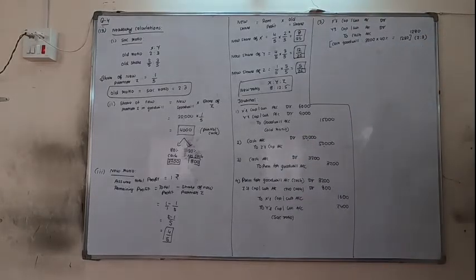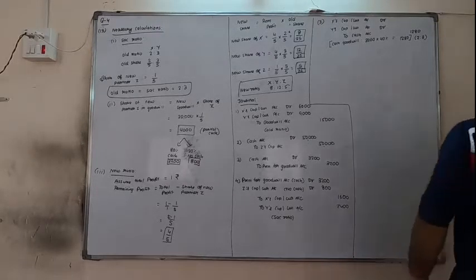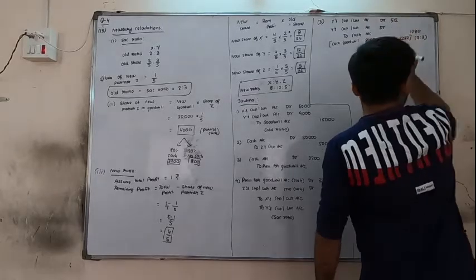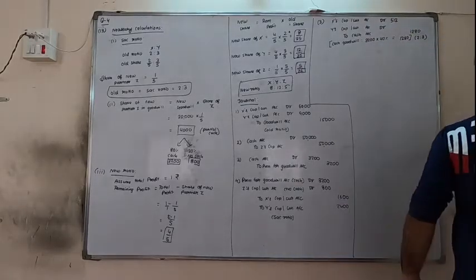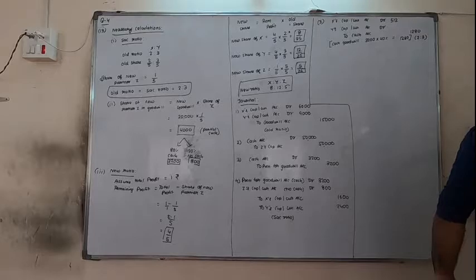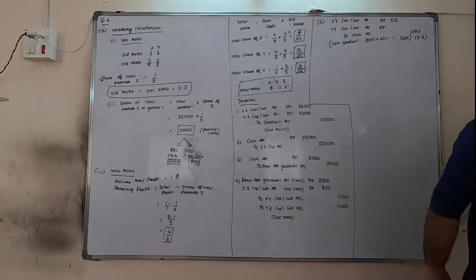Now this 1280 should be distributed in 2:3. Divide by 5 into 2. 1280 divided by 5 into 2 is 512 and 768.